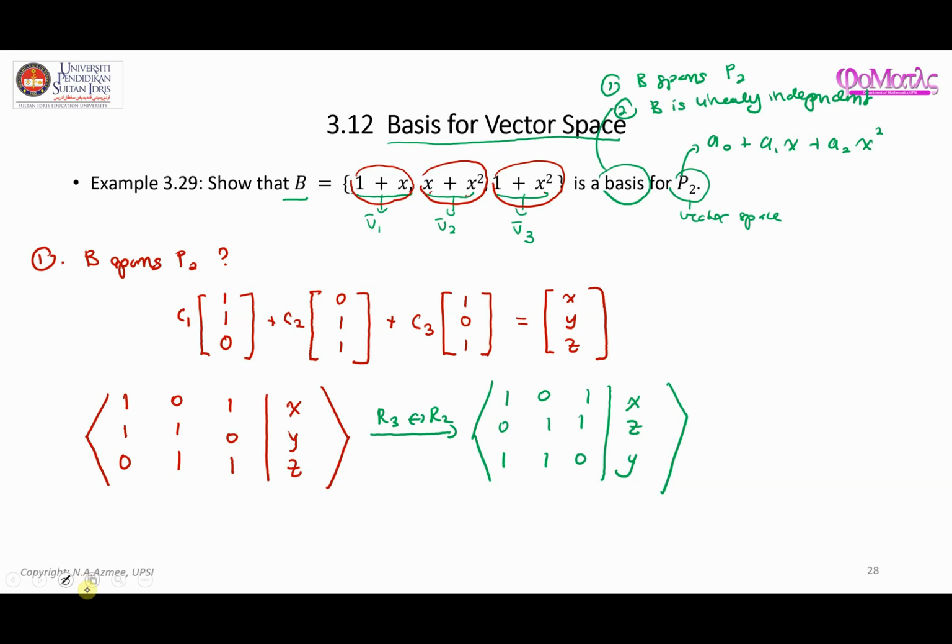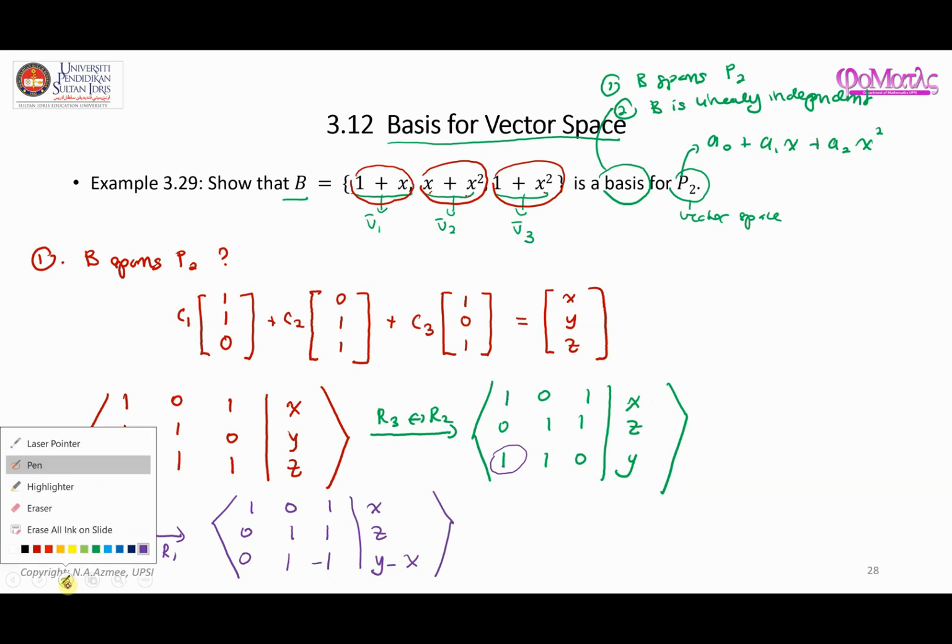Next, I would like to turn this value into 0. That involves the following operation: R3 plus negative 1 R1. That becomes 1, 0, 1, x, and 0, 1, 1, z. So 1 minus 1 is 0, 1 minus 0 is 1, 0 plus negative 1 is negative 1. Let me check once again: 0, negative 1. And on this part here, we have y minus x.